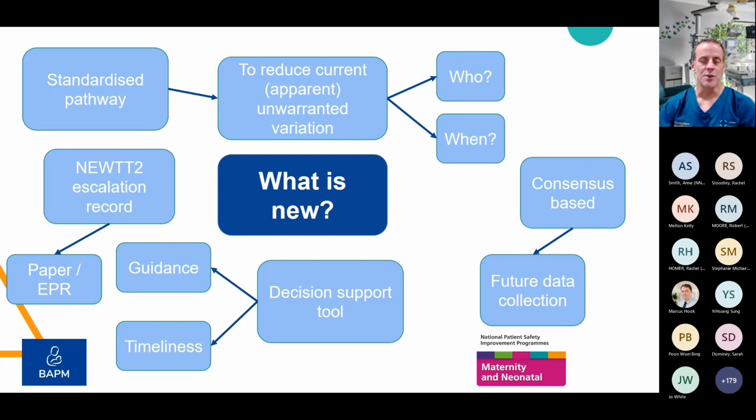So as part of NEWTT2, as well as the chart which John has already shown, we have some decision support tools which provide guidance about to whom concerns should be raised and in what timescales the baby should be reviewed. We've also, as Wendy initially mentioned, produced some escalation records, which are there to help people in their recording of actions. And these are in a format that could easily be used in a paper record, but equally can be very easily adapted for electronic patient records where they exist.